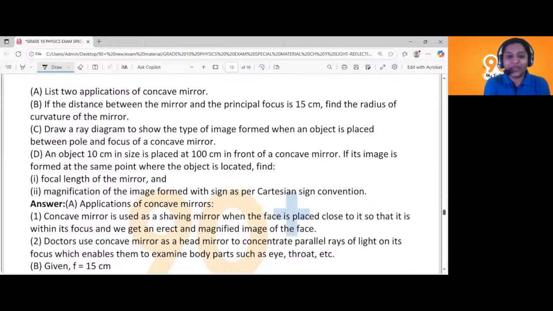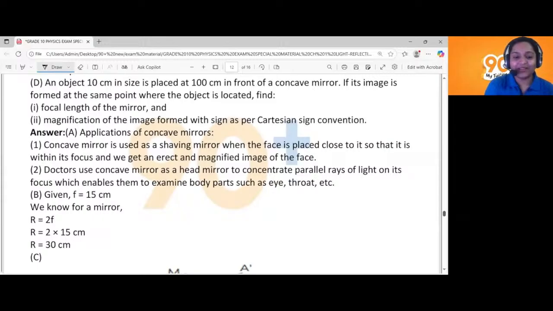If the distance between the mirror and the principal focus is 15 centimeter, find the radius of curvature. So what is 15 centimeter? It is given that the focal length is 15 centimeter, the distance from the pole to that focus.